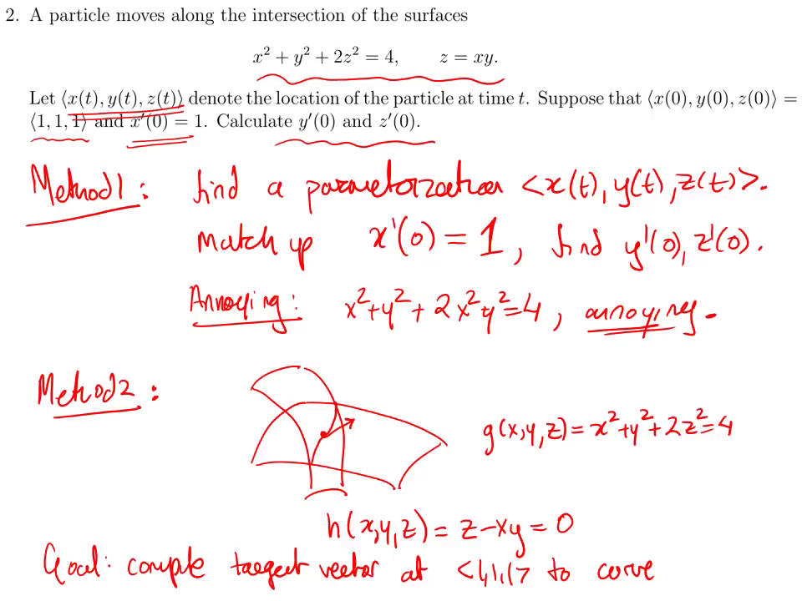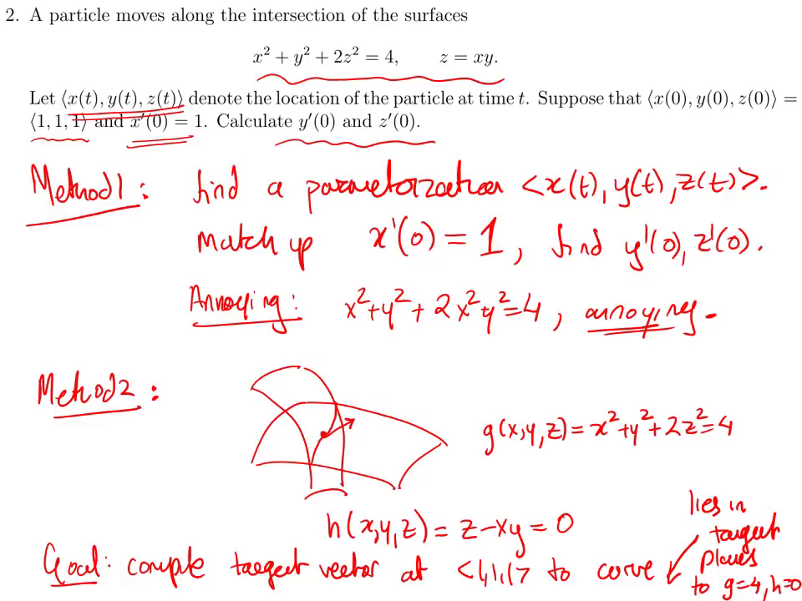Okay, so what's the geometric strategy? Well, this tangent vector lies in both of the tangent planes. The observation is that this vector lies in the tangent planes to both g equals 4 and h equals 0. If I can find both of those tangent planes, then maybe I can use that to find the tangent vector, and that's exactly what I'm going to do.